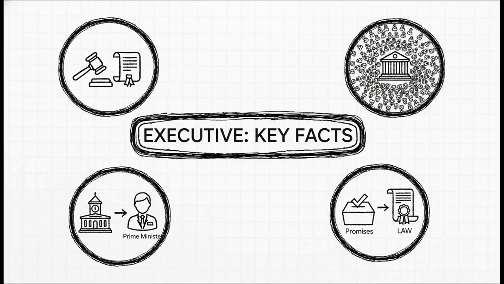And as we saw with the UK's Westminster model, the executive is chosen from the legislature. This leads to something called the doctrine of mandate. The idea is that the political party that wins an election has been given a mandate, basically permission, from the voters to turn their campaign promises into actual law. It's a really powerful justification for their agenda.